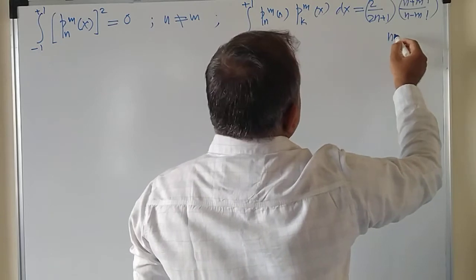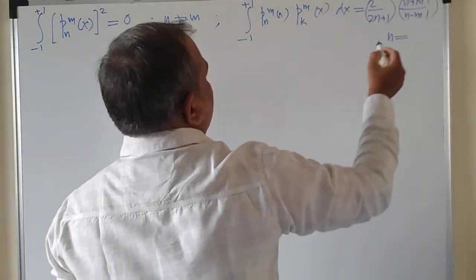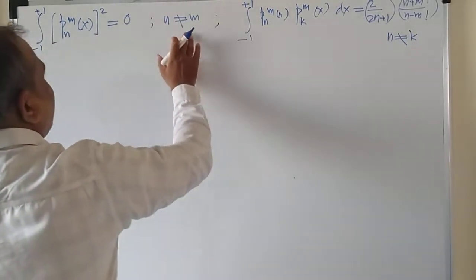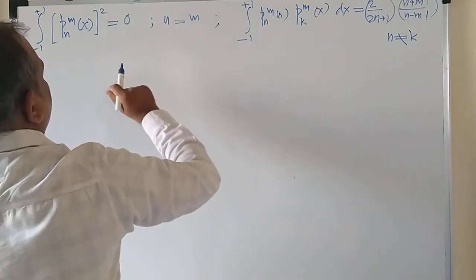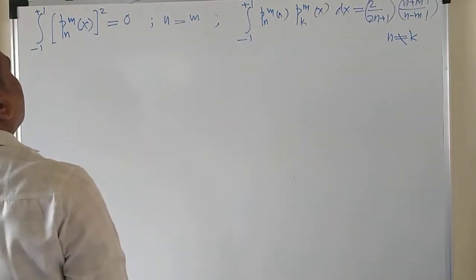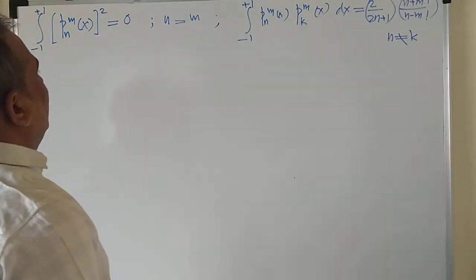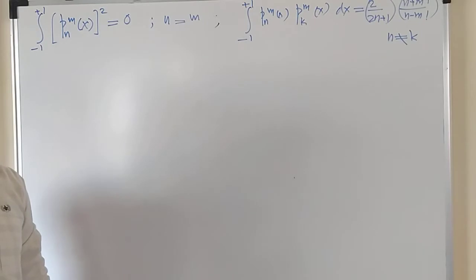when n and k are equal. Not n and m are equal, n and k are equal, isn't it? So these are the two properties that we studied last time, right?